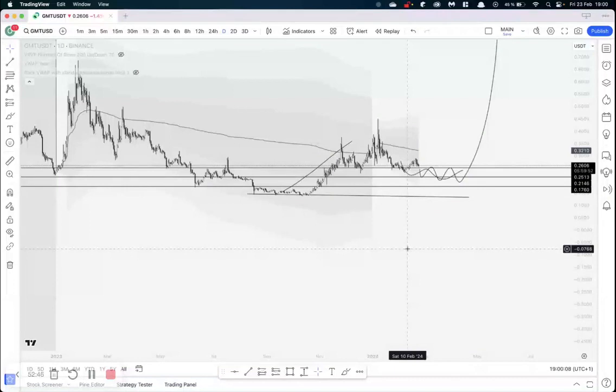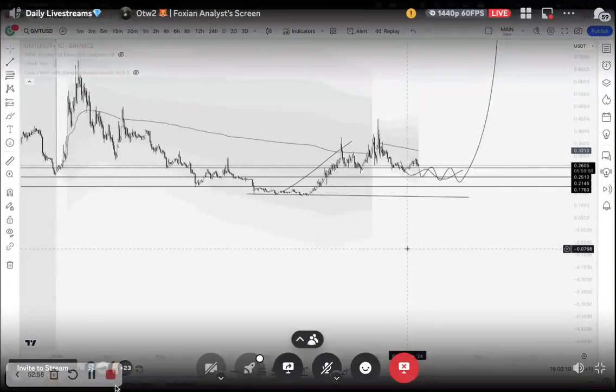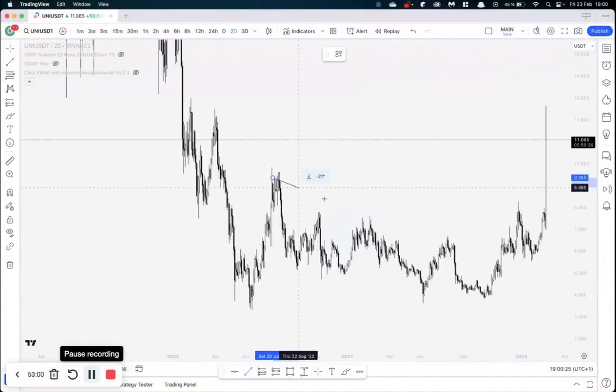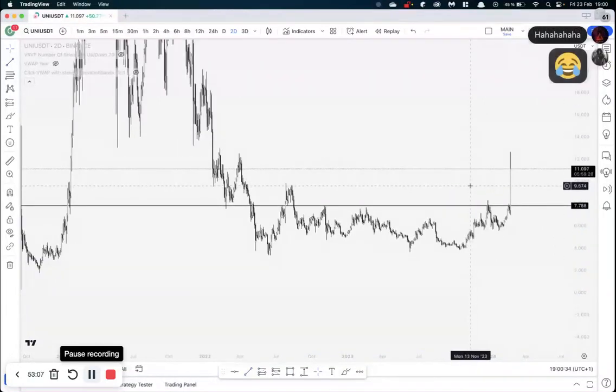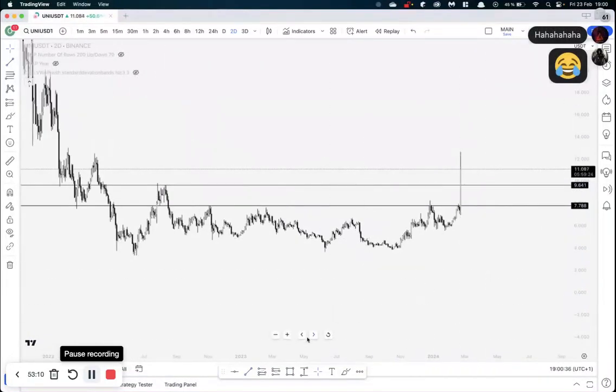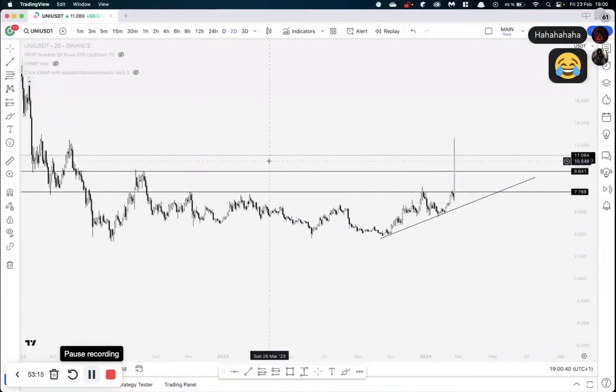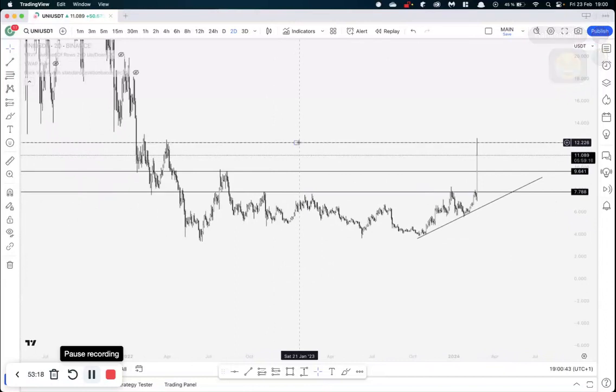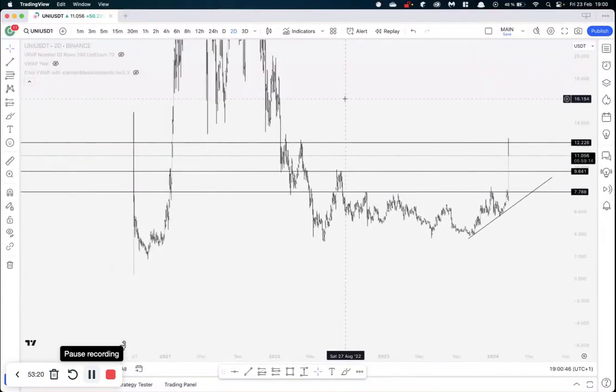Uni. Okay, I'll do uni last, and then I'll get off. What the? Rocked. Let's ignore that trend line. Trend lines don't work. I don't know why I even draw them. There we go. Up here as well, which is where we rejected from, so that makes sense.